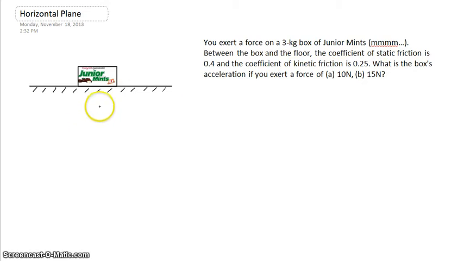Between the box and the floor, we have a coefficient of static friction of 0.4 and a coefficient of kinetic friction of 0.25. And they ask us, what is the box's acceleration if you exert a force of 10 newtons, and if you exert a force of 15 newtons?